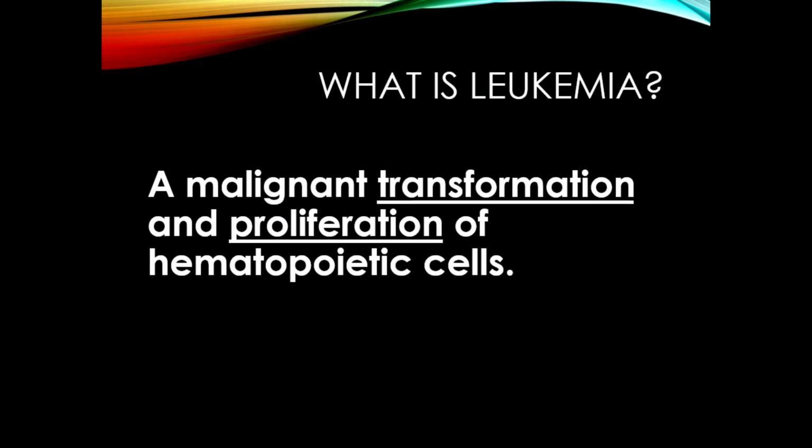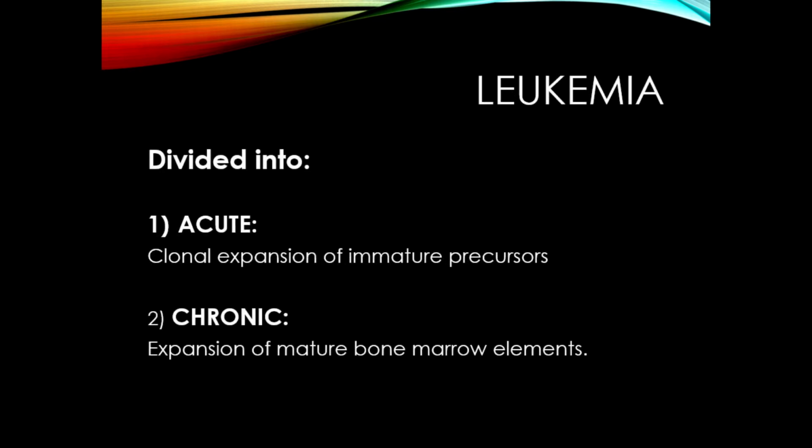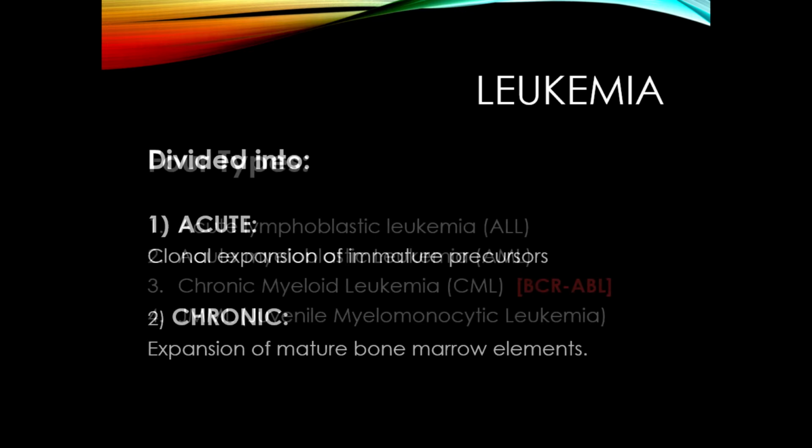What is leukemia? The definition of leukemia is a malignant transformation and proliferation of hematopoietic cells. It is generally divided into acute and chronic types. In the acute type, we find clonal expansion of immature precursors, while in the chronic type, the expansion is mainly in the mature bone marrow elements.